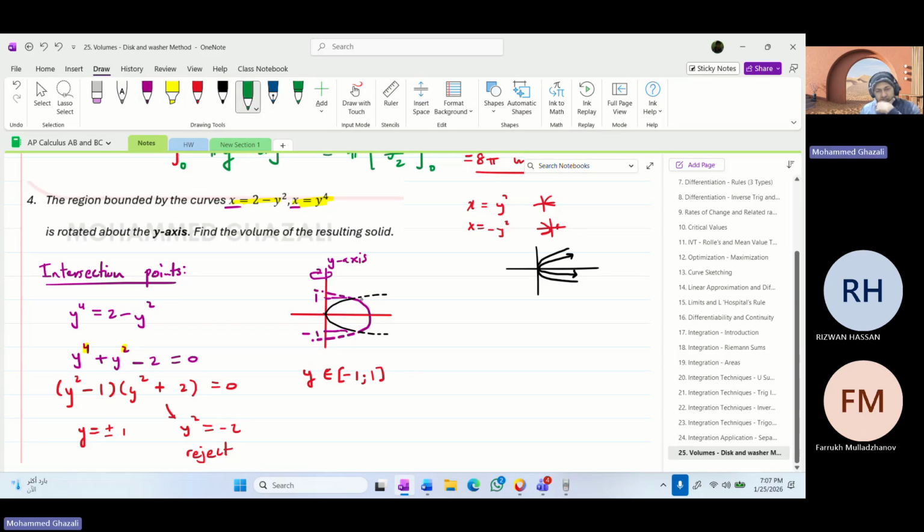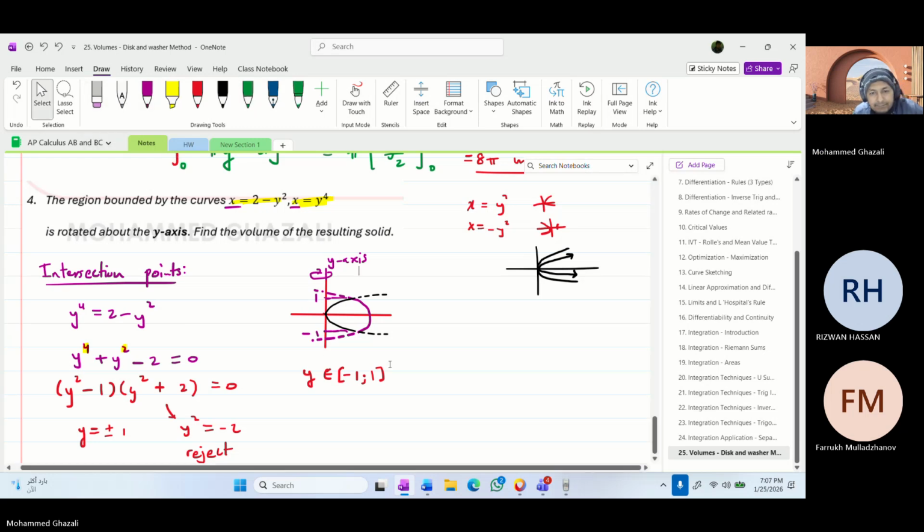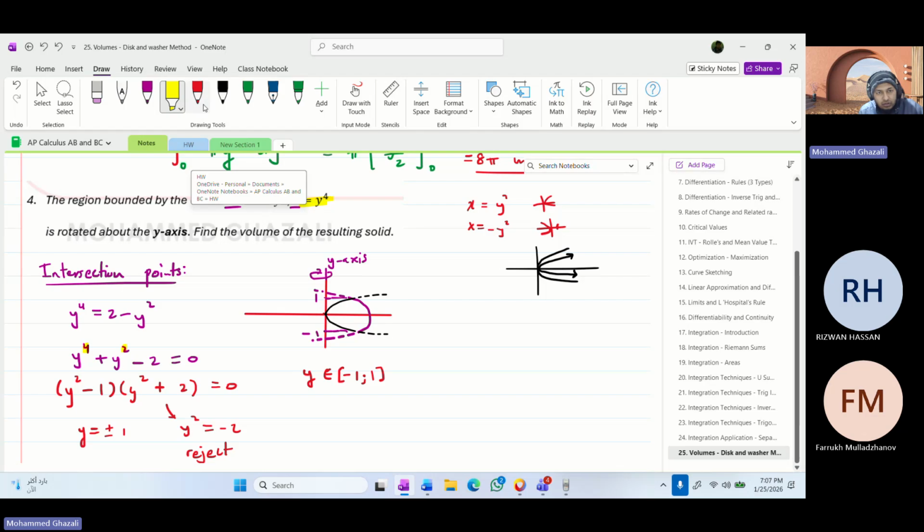Now, because you're rotating this about the y-axis, let's look at this point over here. We need a symmetry happening here. So I'm going to draw, where was this point over here? This point was at 2, so this point will be at -2.